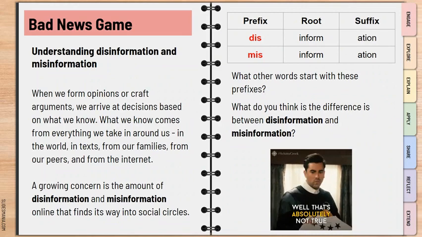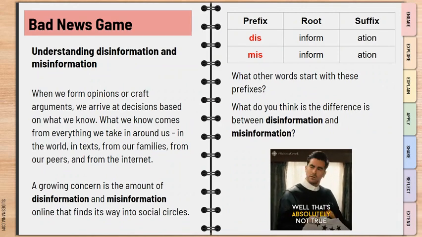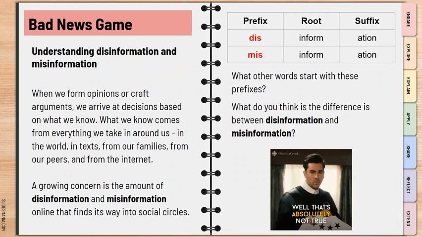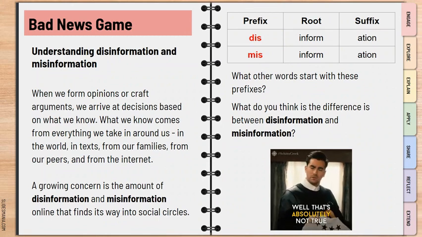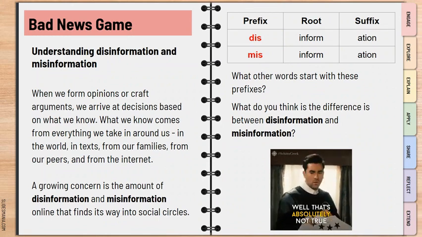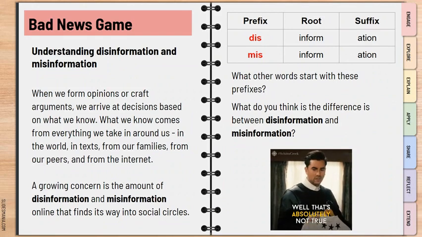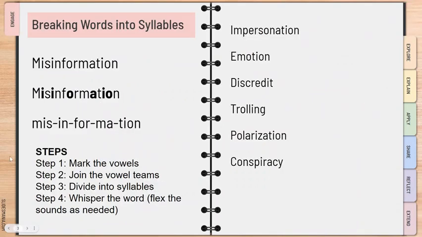For example, when I think about dis, I think about disagree. And that means not. So I know that with disinformation, I might be able to see a connection there. When I think about miss, I think about mistake, as in unintentionally making a mistake or unintentionally doing something. So it makes me think, what is the difference between disinformation and misinformation?